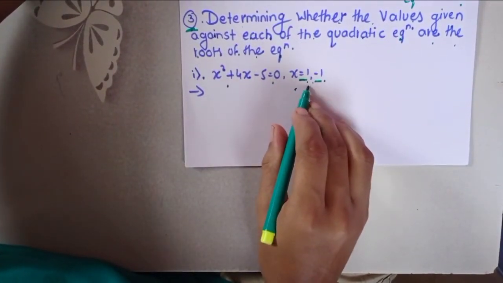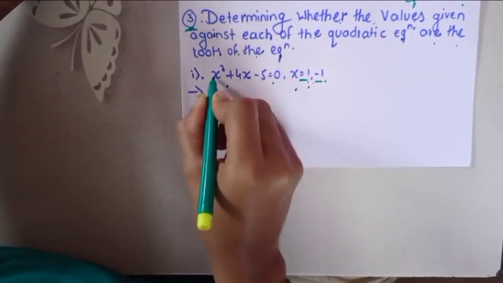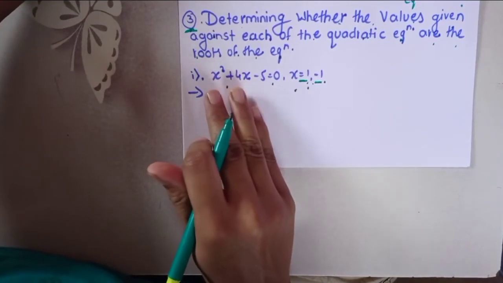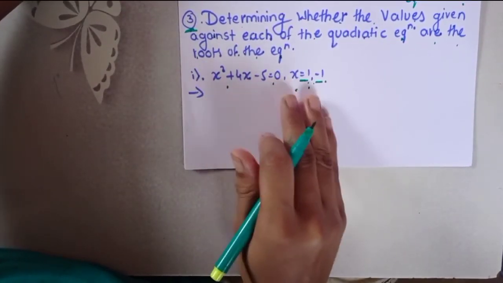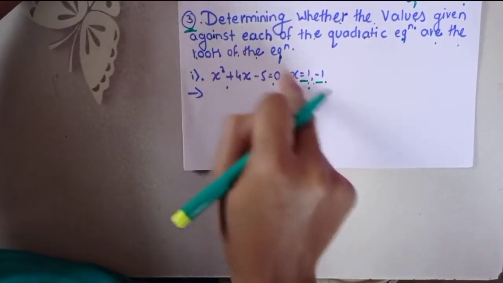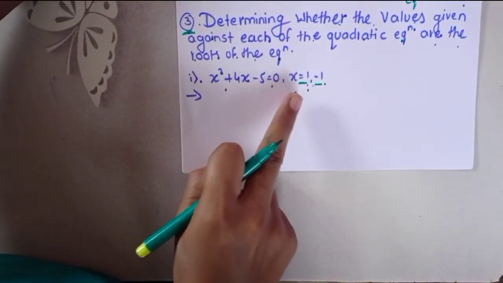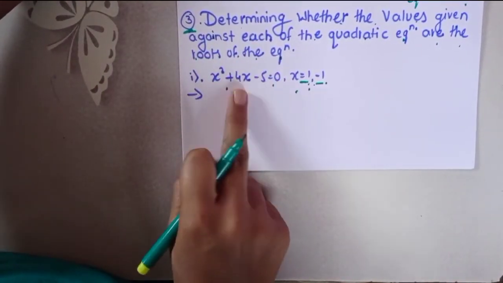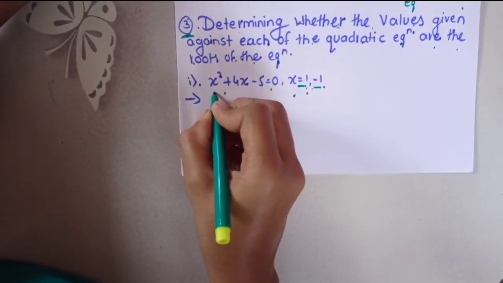What we have to do is, first of all, put this value in this equation and verify whether LHS is equal to RHS or not. If LHS is equal to RHS, then it's a root of this equation. Otherwise it does not satisfy, and then it's not a root of this equation. We will see how to solve this.